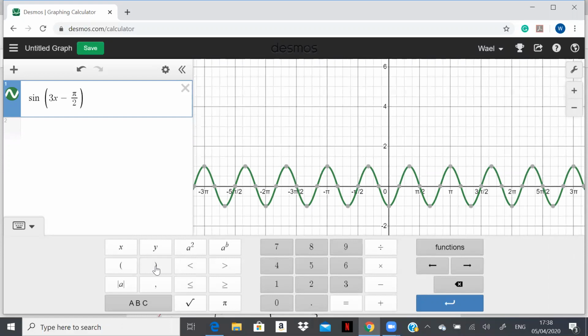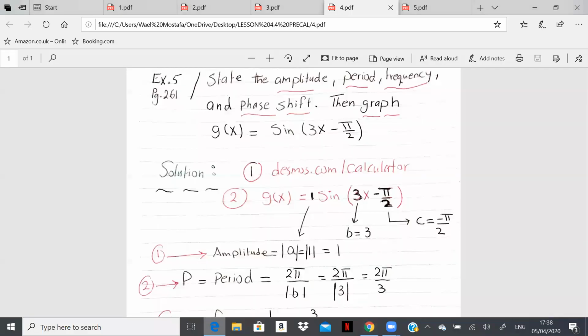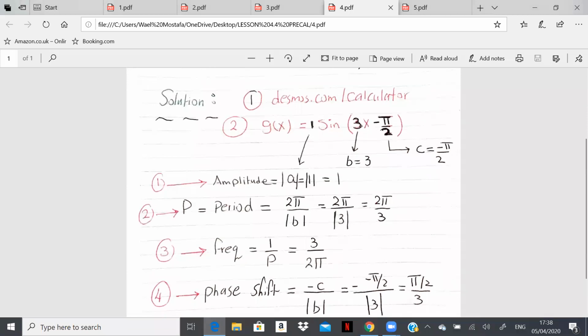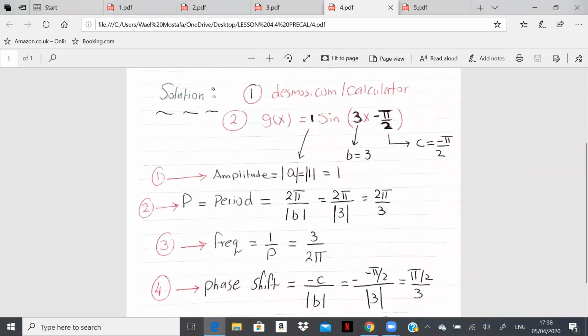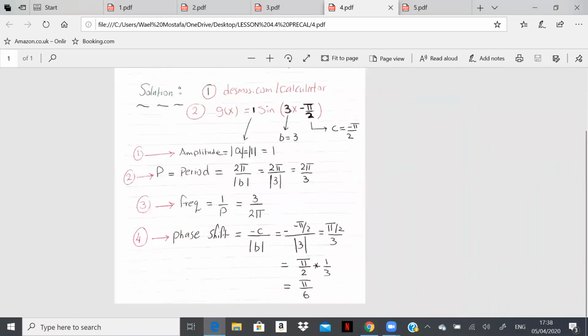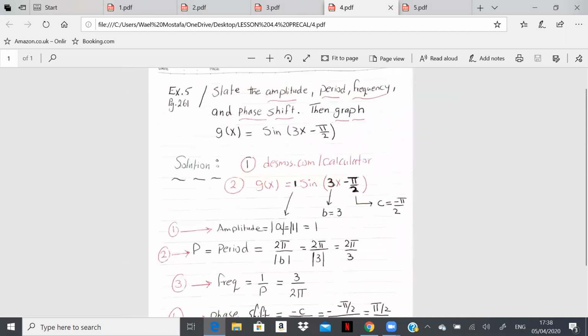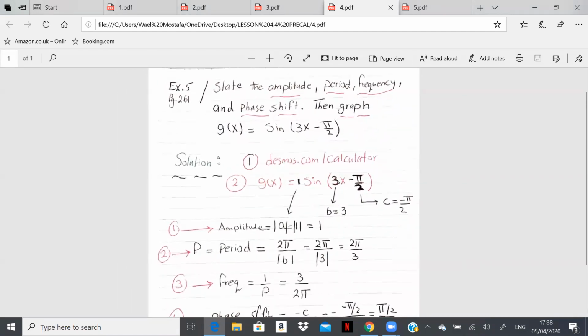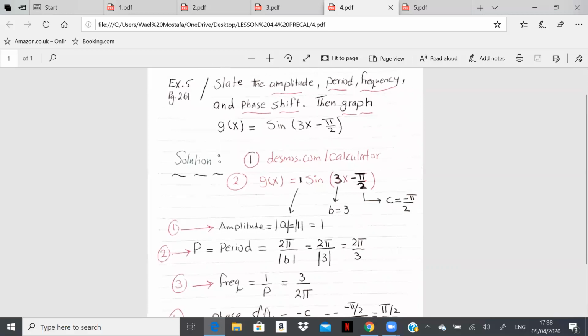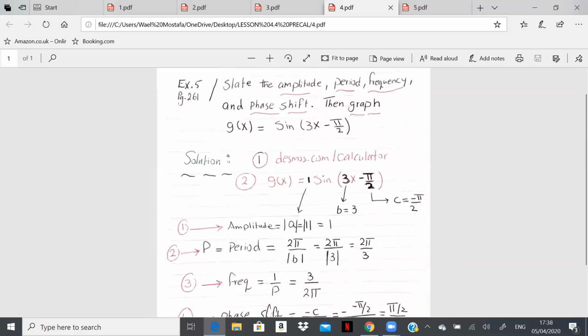This is enough for the graph? Yes, this is enough for the graph. Okay. The other section we have to talk about is what he's looking for: the amplitude, period, frequency, phase shift, and then graph it. The part of graphing is done. What about the amplitude, the sinusoidal functions, or the transformations, section 2 or section B, as we said at the beginning.